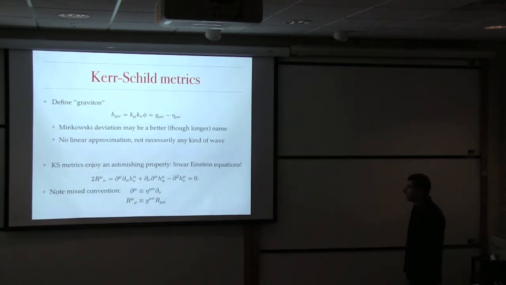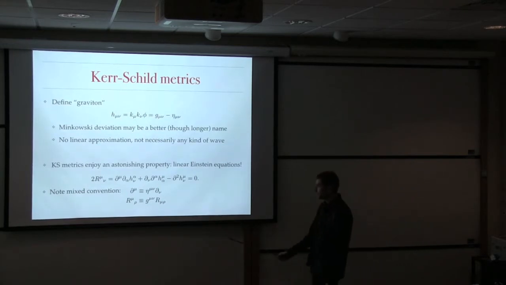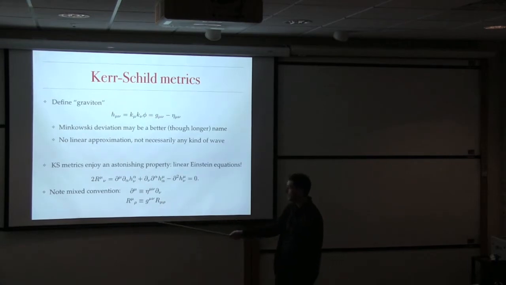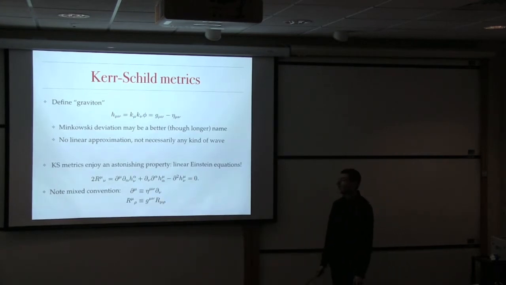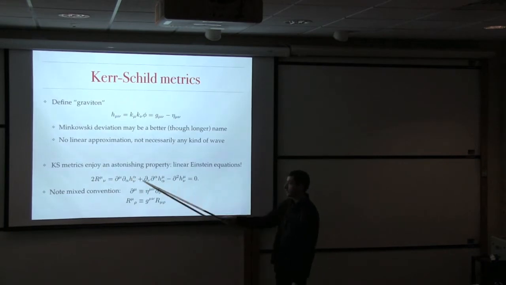I've also made a sort of slightly peculiar notation here. I'm raising the index of the Ricci tensor using the full metric as normal. But here I'm raising the index of the partial derivative with the Minkowski metric. So there really are no other metrics going on here. This is just Minkowski.